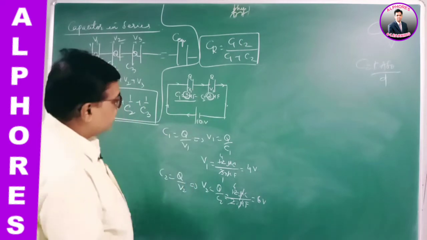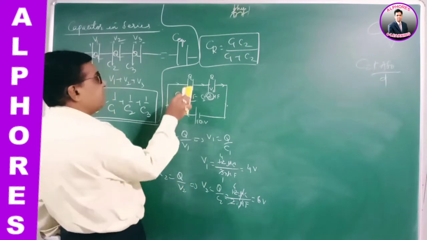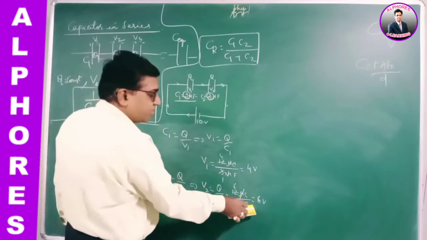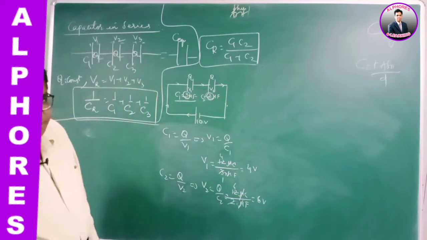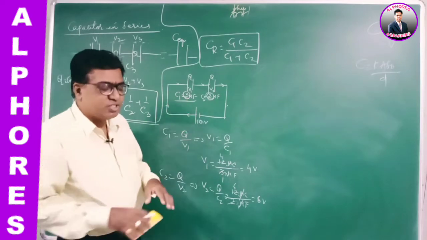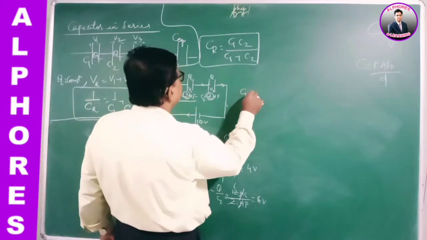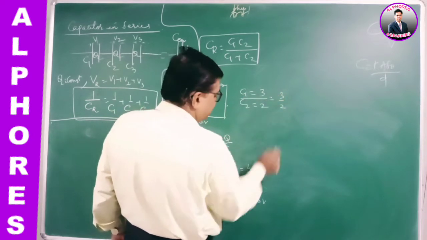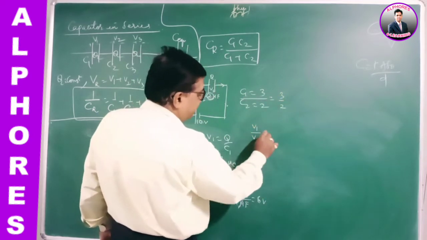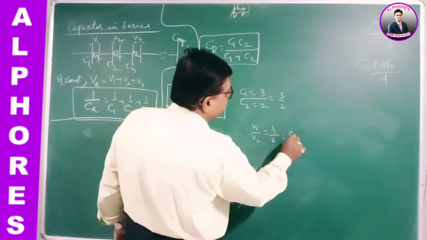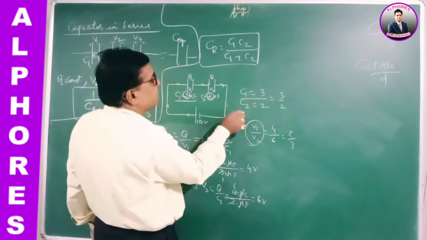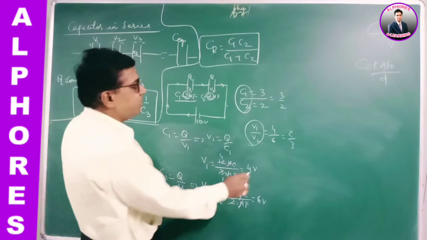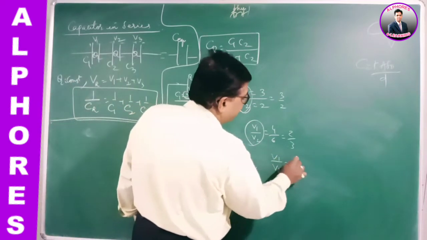That is the reason I was telling you: this is the bigger capacitor, so the potential is less, 4. This is the smaller capacitor, so the potential is more, 6. So if you see the ratio, C1 is 3, C2 is 2, the ratio is 3:2. If I take V1 by V2, it's 4:6, that is 2 by 3. The potential ratio is the inverse ratio of their capacity. Right? So V1 by V2 is C2 by C1.